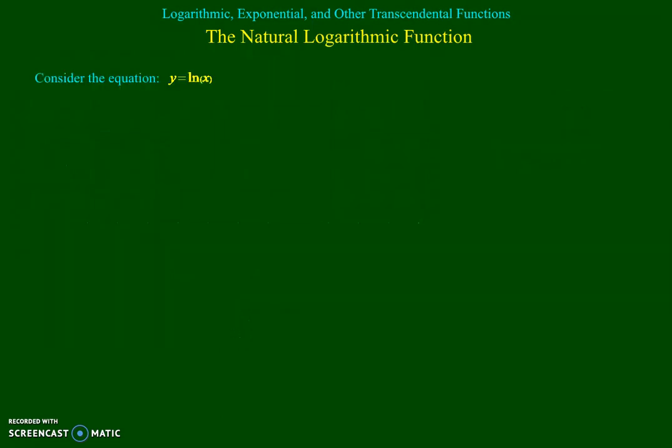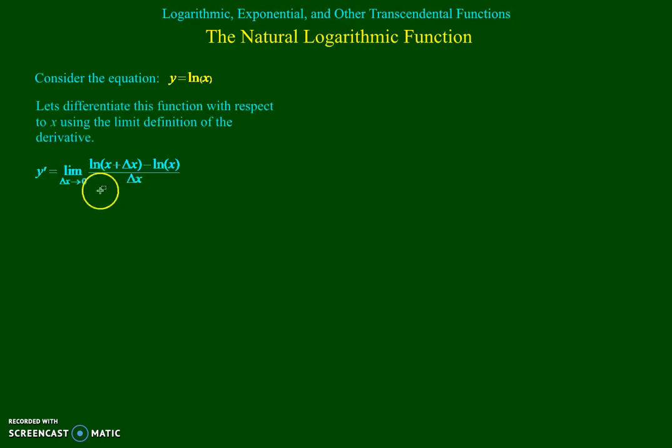Let's start out by considering the equation y equals ln of x. What we're going to want to do is take the derivative of this function with respect to x, but we want to use the limit definition of a derivative. The limit definition of a derivative states that the derivative of a function is the limit as delta x approaches 0 of the function evaluated at x plus delta x minus the function evaluated at x, divided by delta x.